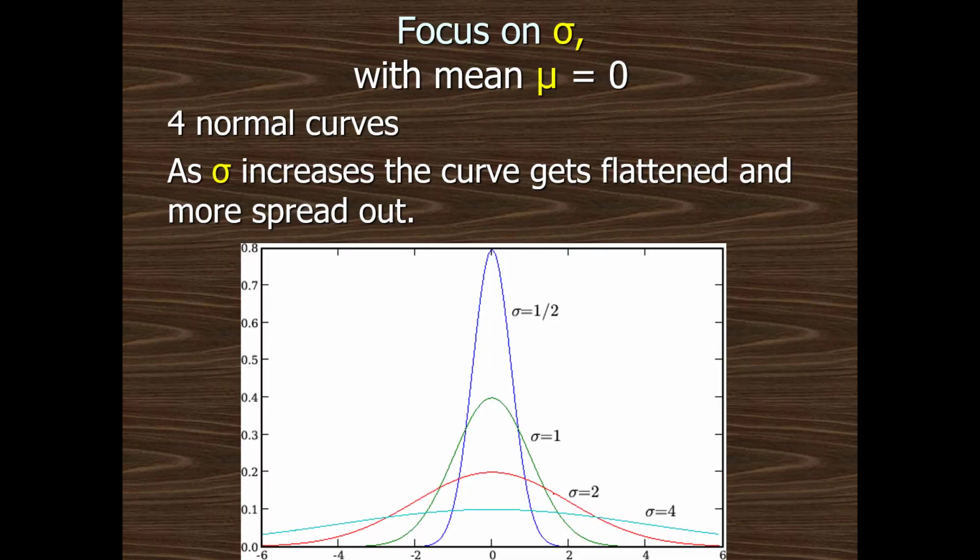Here's a closer look at different standard deviations for the normal distribution where mean equals 0. So the mean here equals 0. Take a look at that and think about what's happening here. Standard deviation is a half. As it increases, there's more spread, and the distribution actually flattens.